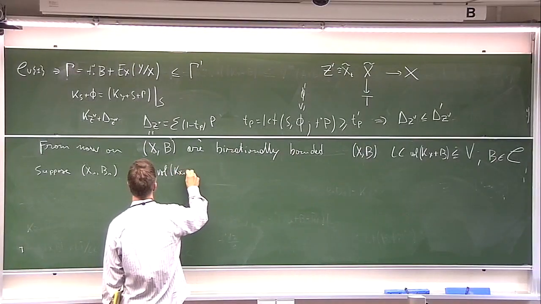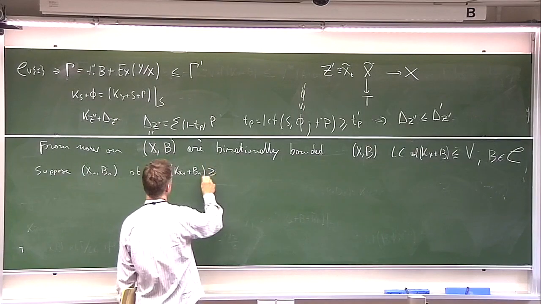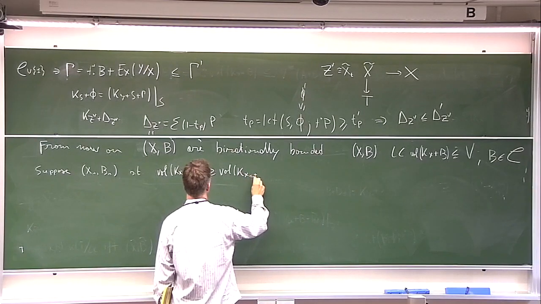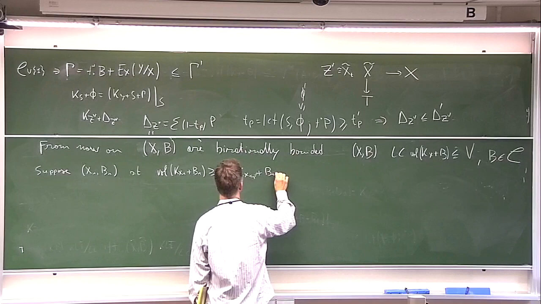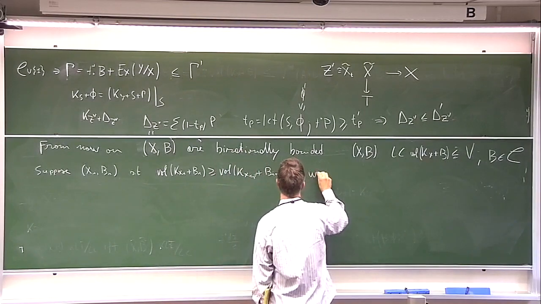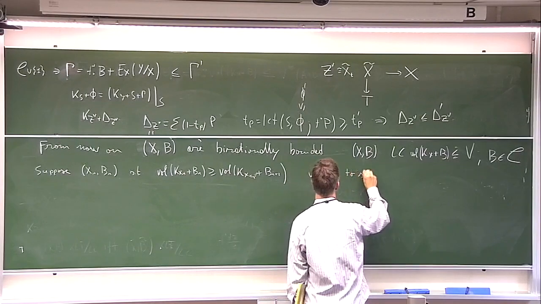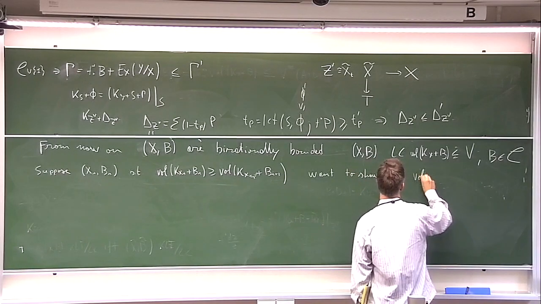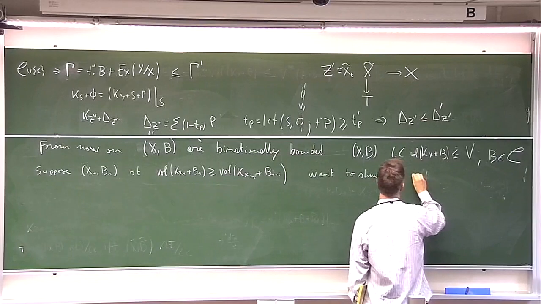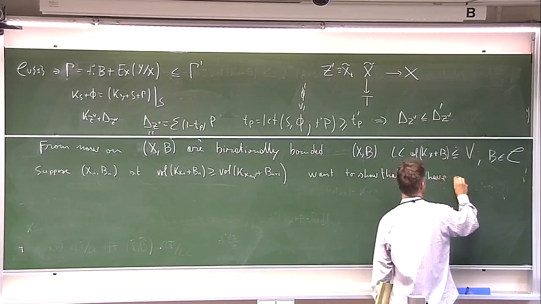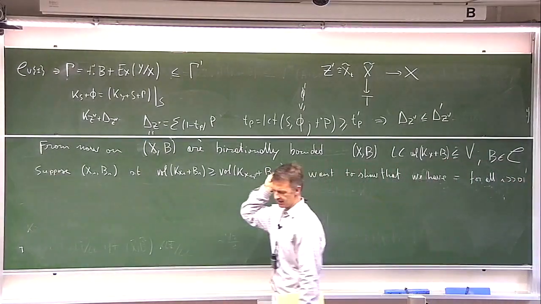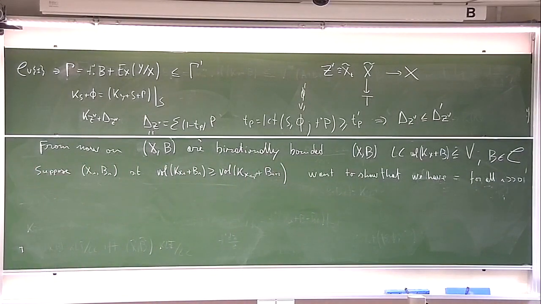Then I would have to have that the volume of K_{X_i} plus B_i. Okay, let's assume that I have a weakly decreasing sequence. Right, then I want to show that we have the volume, let's just say, we have equality for all sufficiently big integers, right? That's what it means to be DCC, that any non-increasing sequence eventually stabilizes.